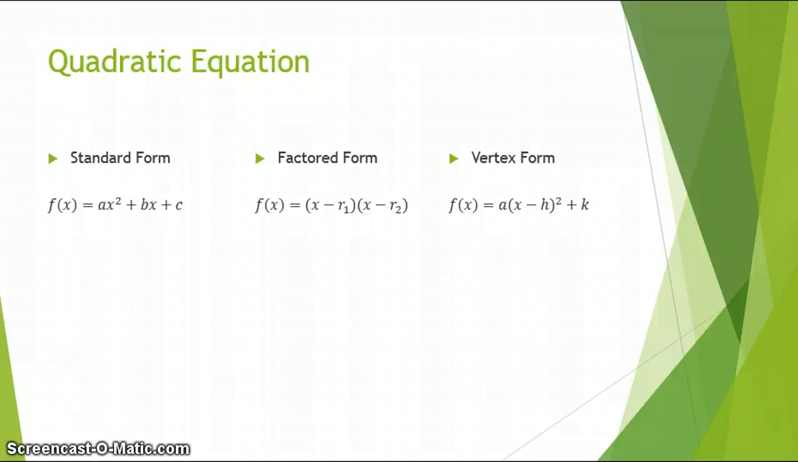What makes something a quadratic equation is that it has x raised to the second power. You might not notice in the factored form that you have x to the second power, but if you multiplied x times x, you would get x squared.